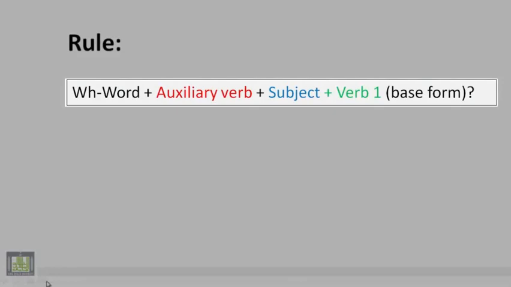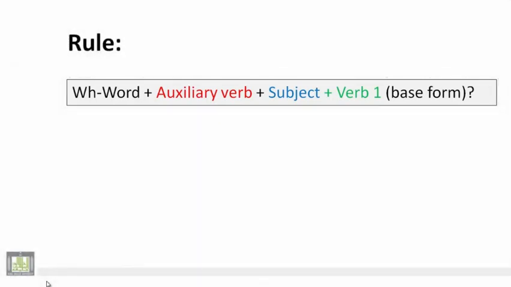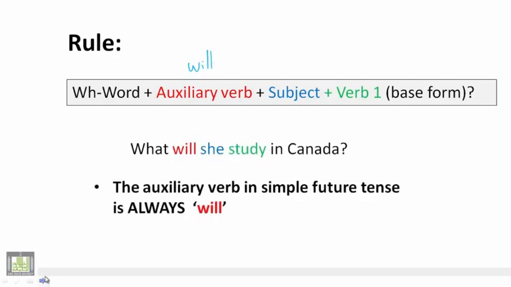We start with the WH word and then we have the auxiliary verb, which is usually will. Then we have the subject, the verb in its base form or in its first form. Here we have an example. What will she study in Canada? We can see that the WH word is what, the auxiliary verb is will, the subject is she, verb 1 is study, and in Canada is a complement. And of course we do not forget the question mark.